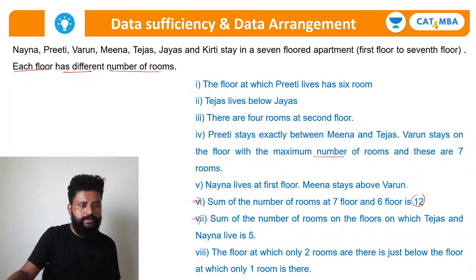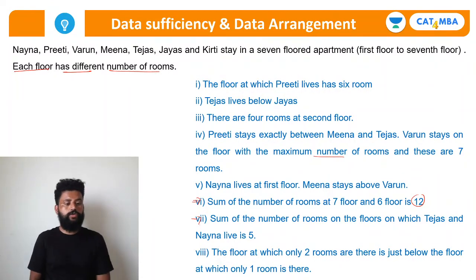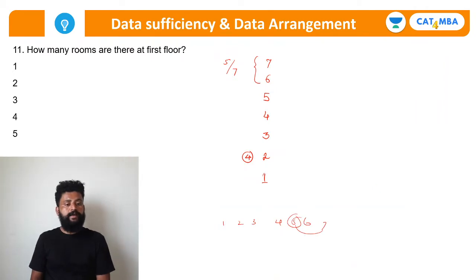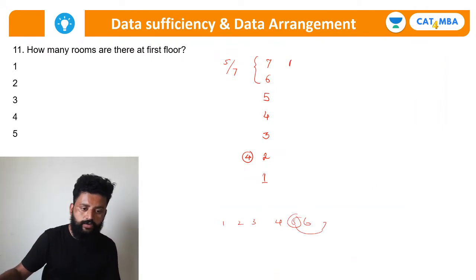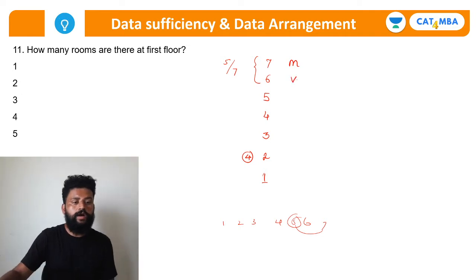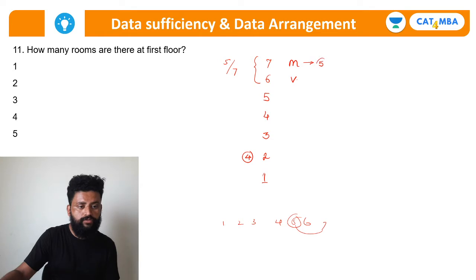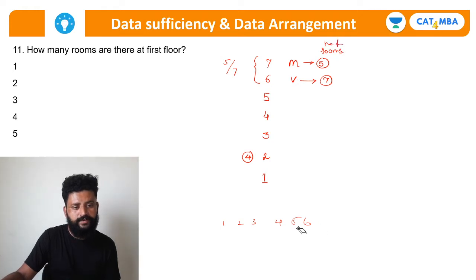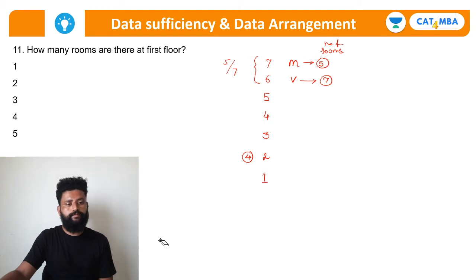So the sum of the number of rooms on the 7th floor and 6th floor is 12. Out of these, Varun stays on the floor with the maximum number of rooms, so wherever there are 7 rooms, Varun stays there. And one more thing, Meena stays above Varun. That's how you can connect it. So Varun must be on one of these, and Meena is above Varun. So Meena must be on the 7th floor with 5 rooms, and the 6th floor must have 7 rooms. So this is what we got up till now.